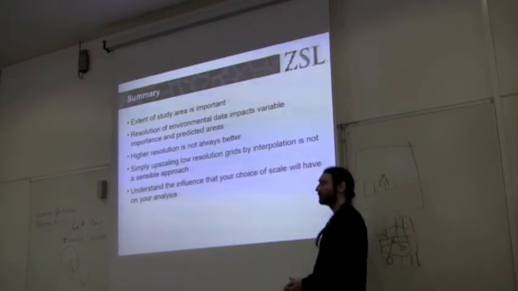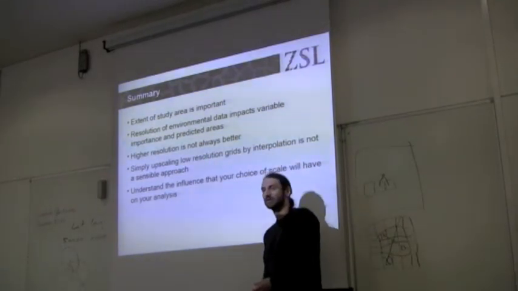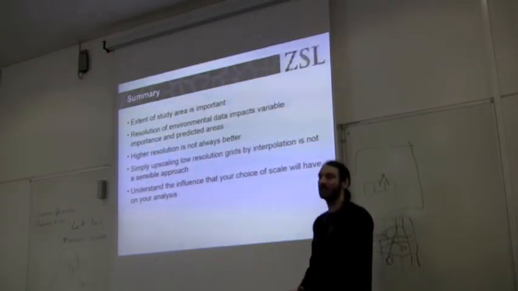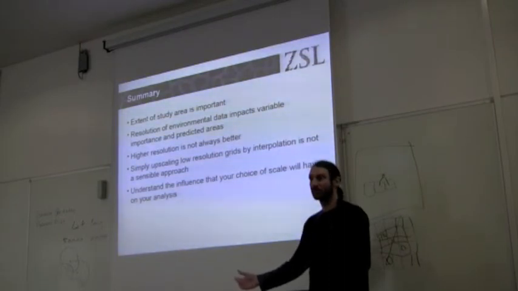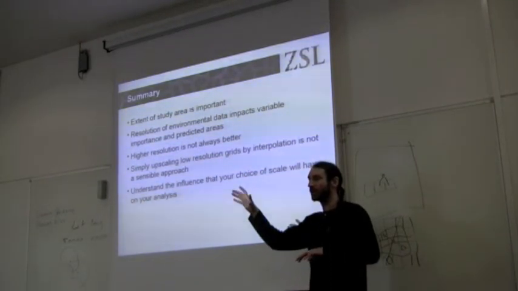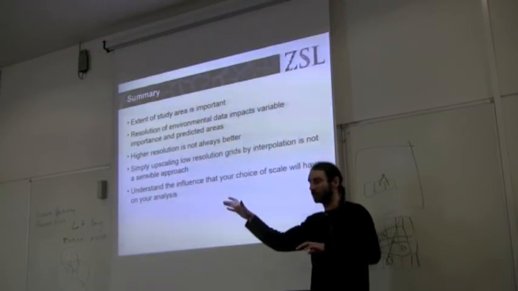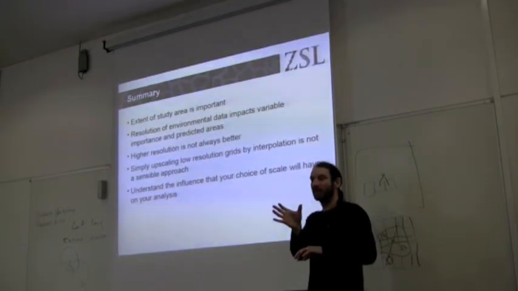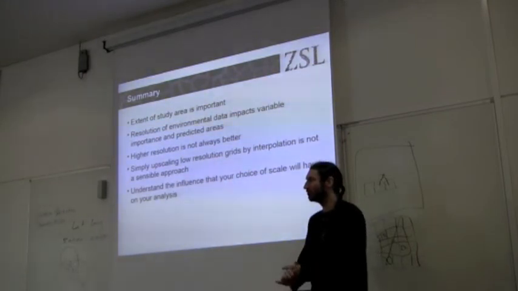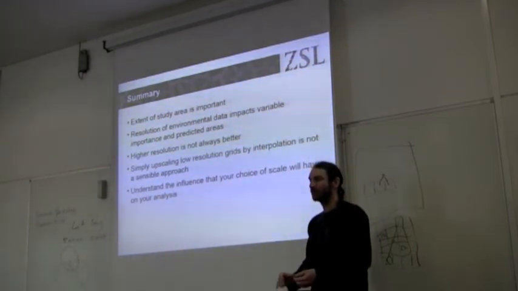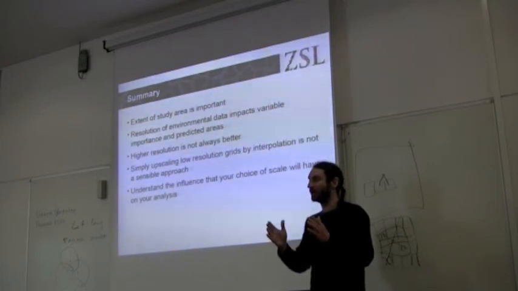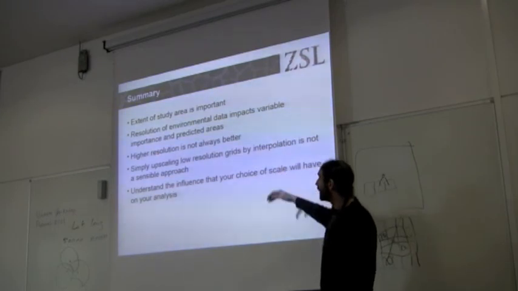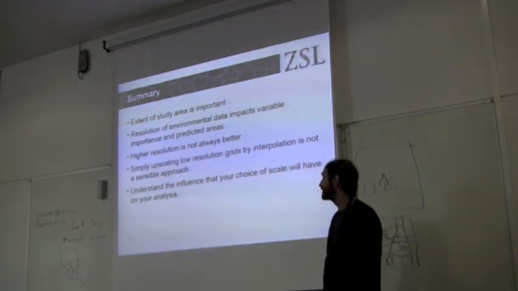Simply trying to upscale low resolution grids into a higher resolution so that it fits with some of your other data sets isn't necessarily going to produce anything useful, especially if you've got this mismatch in the scale of importance of variables. And interpolating a temperature layer just so that it fits your topography is in many ways pointless if the temperature doesn't really vary over that resolution. Okay, and it's always good to understand the influence that your choice of scale has on your analysis. So keep this in mind when you're choosing what environmental data to analyze.